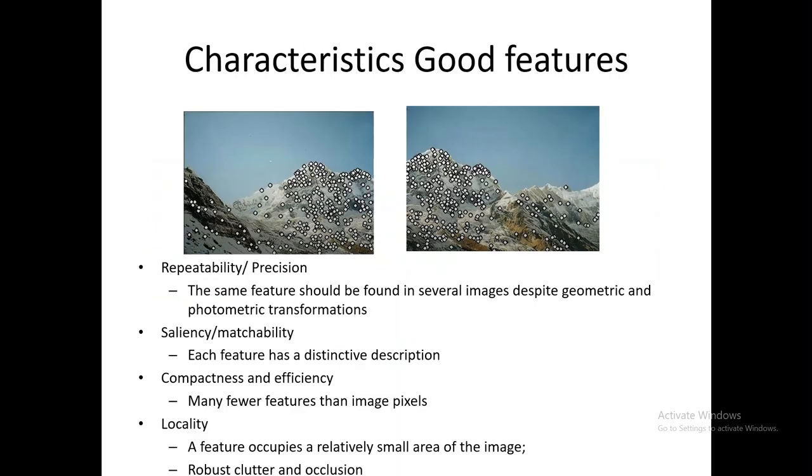So what makes good features? Here we have a bunch of features, and as we have discussed before, repeatability, or precision, is the most important characteristic of a good feature. That is, the same feature should be found in several images despite geometric and photometric transformations. That means the feature that I have found in the picture on the left should also be found in the right one, and that's what we call repeatability.